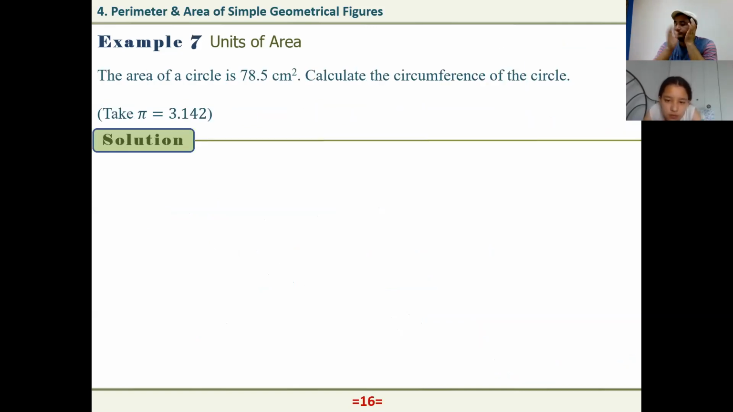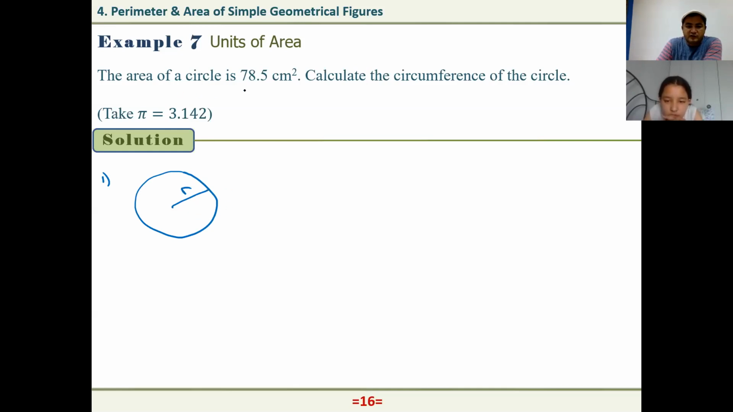Can you read the problem? The area of a circle is 78.5 centimeters square. Calculate the circumference of the circle. Okay. So we are talking about a circle, some kind of circle, the first step. Okay, that's our circle. And this is our radius, let's say r, right?